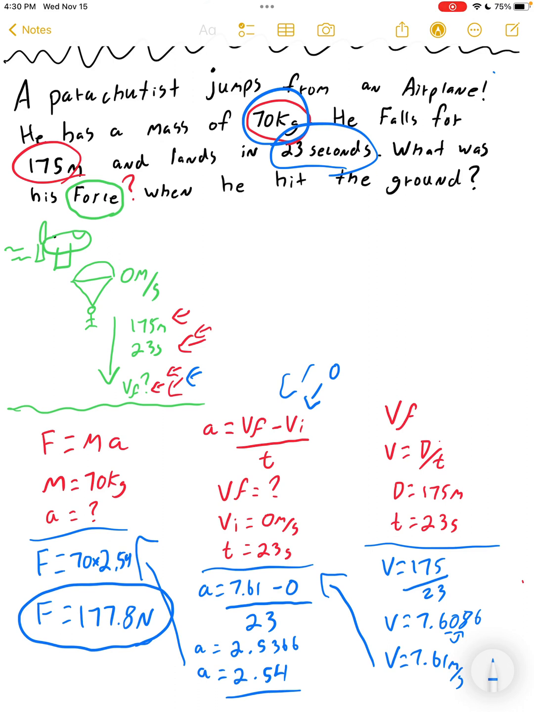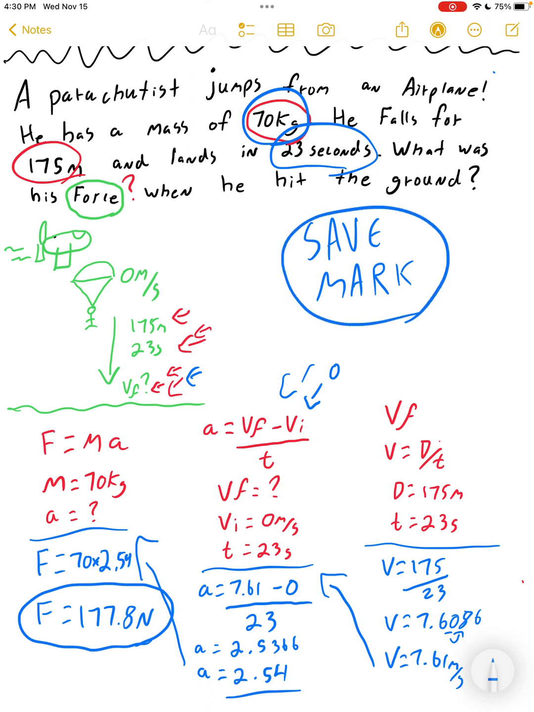Wham bam, we have calculated his force of 177.8 newtons. Now, this is exactly what we're doing to save Mark, okay? The save Mark problems, the save Mark assessment is requiring you to create some kind of device to keep Mark from smashing into the ground very hard. So how are you going to do that? How are you going to keep the force very, very low?